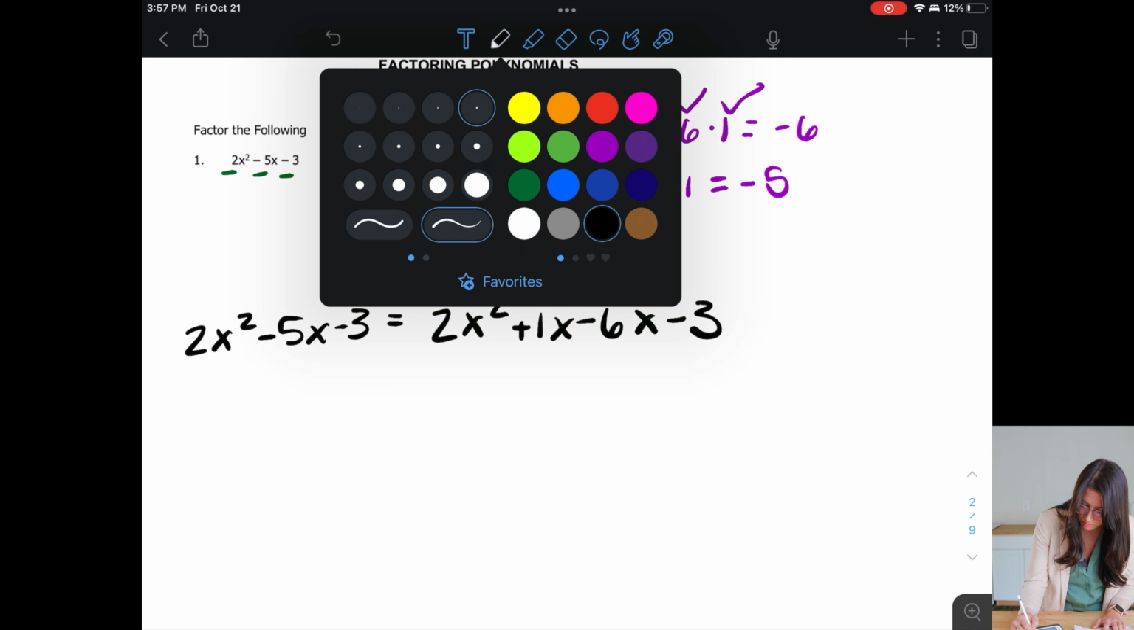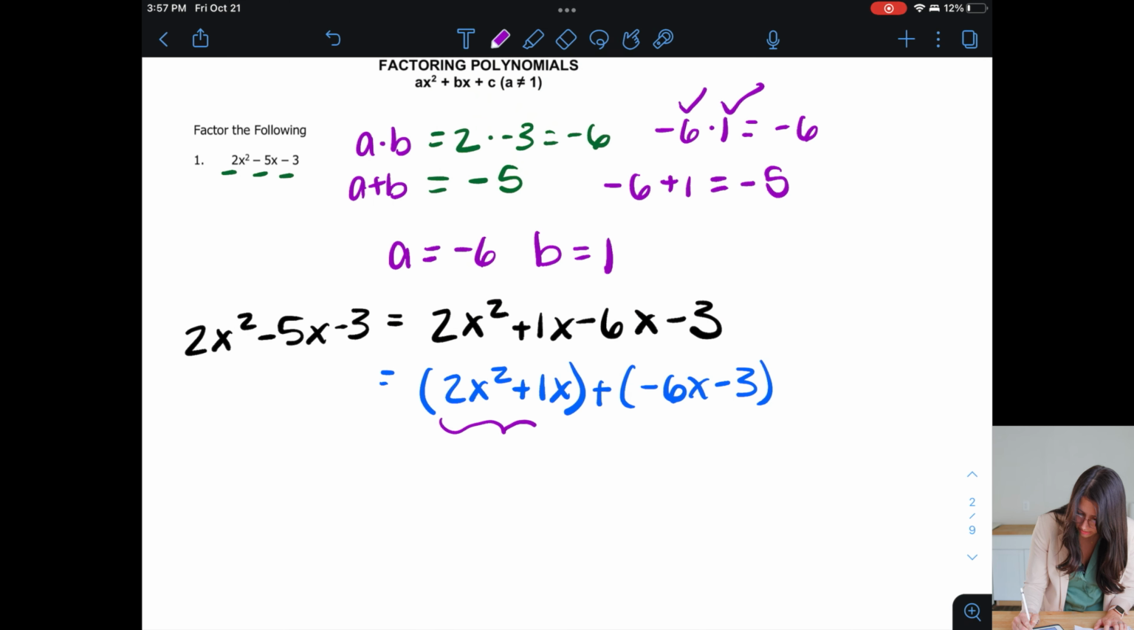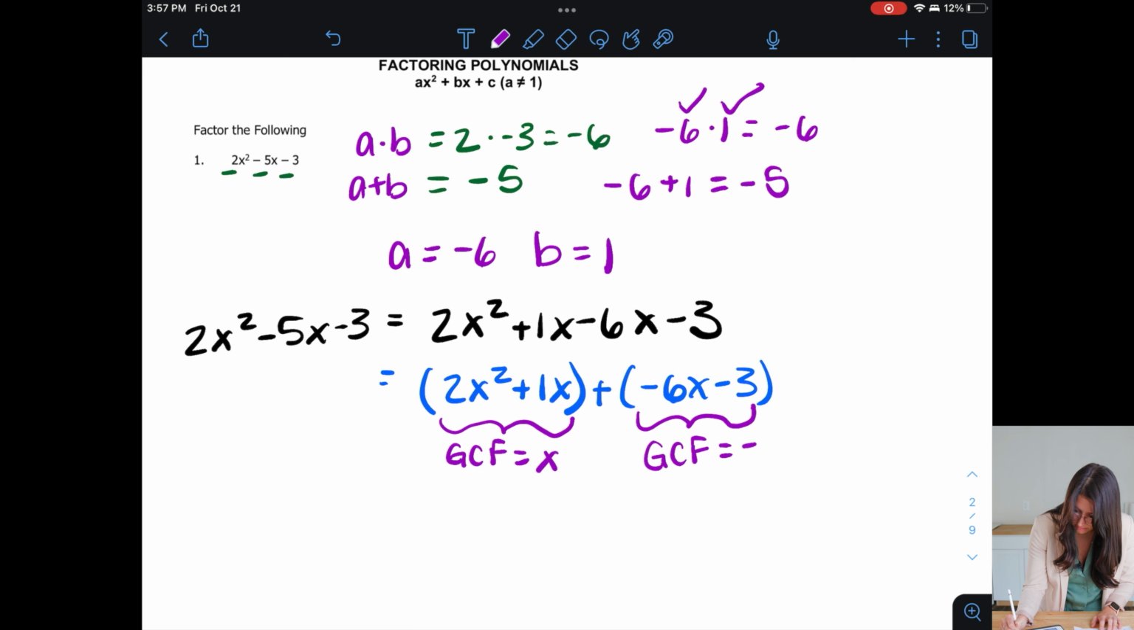So let's put some parentheses in here so we can see what we're doing. We would have the quantity 2x squared plus 1x, plus the quantity negative 6x minus 3. Let's find the GCF of this first quantity. In this case, it would just be x. And the GCF of the second quantity would be negative 3. So let's pull those terms out.